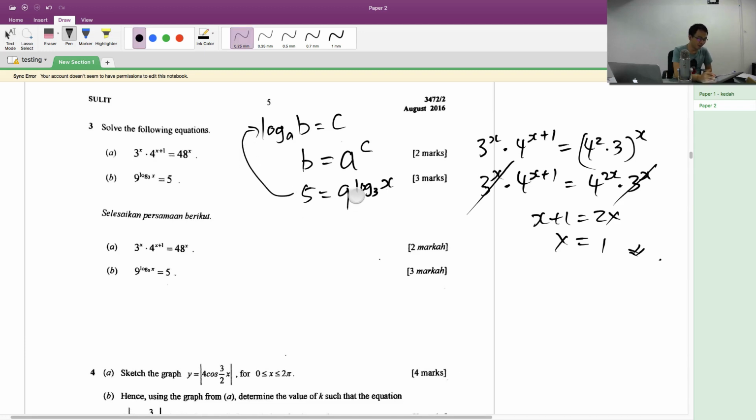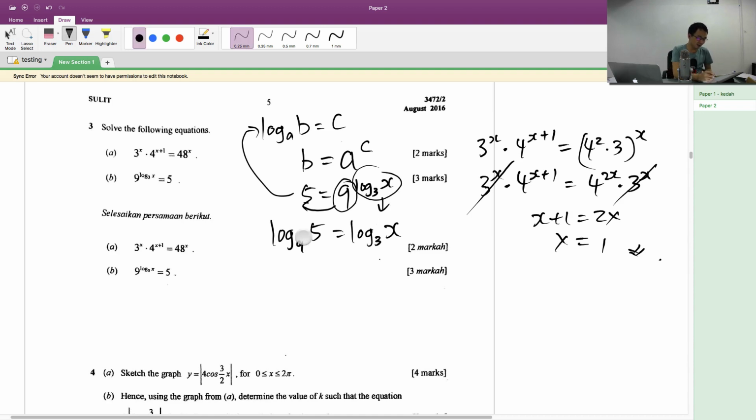That means I will move my 9 to the other side, it will become log base 9. And the 5 over here just becomes 5. And then the power actually will drop down. This is how to change it back. So you imagine you move your 9 to this side, it will become log base 9, the 5 will remain, and then the power will drop down. This is how we apply the rule.